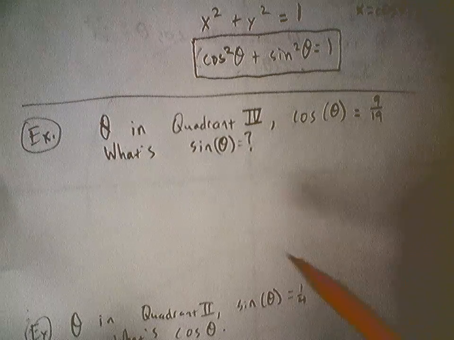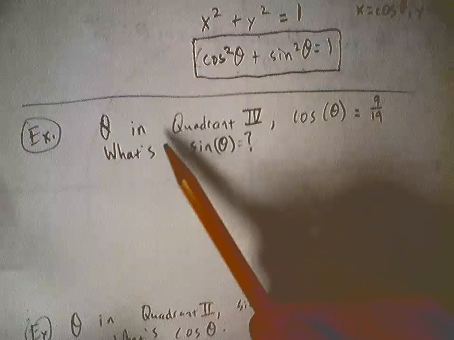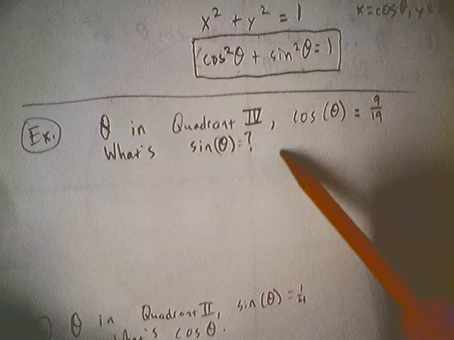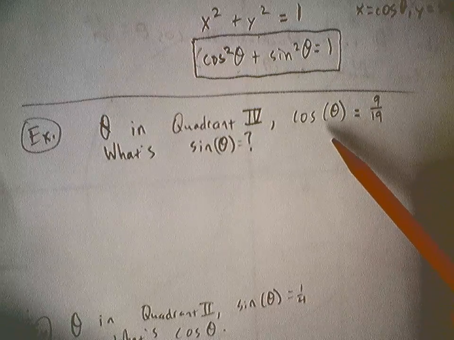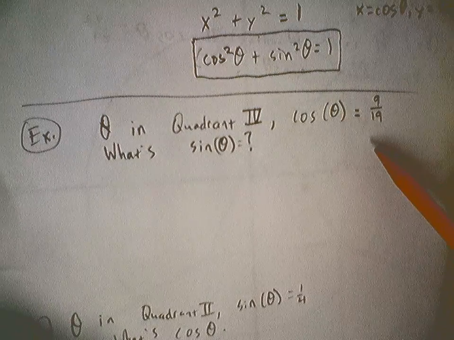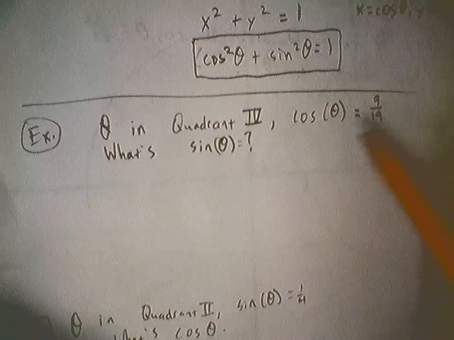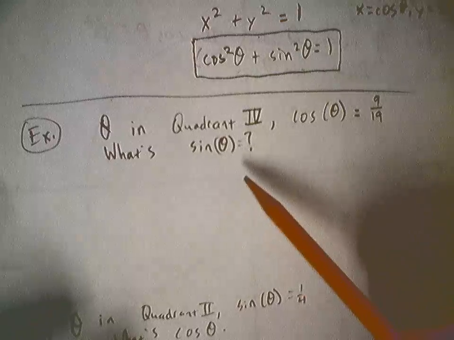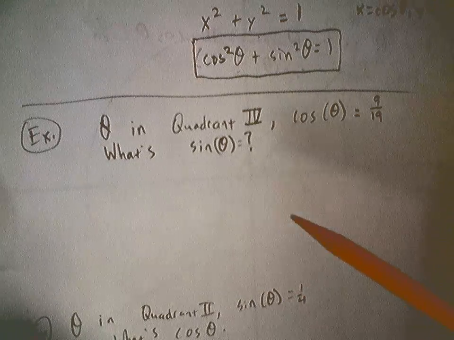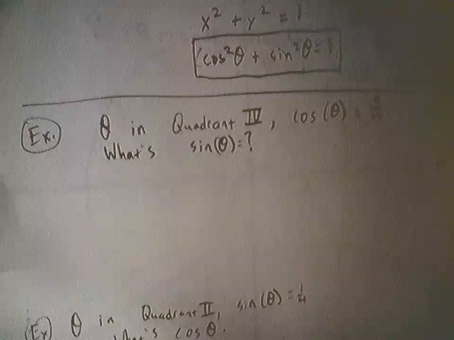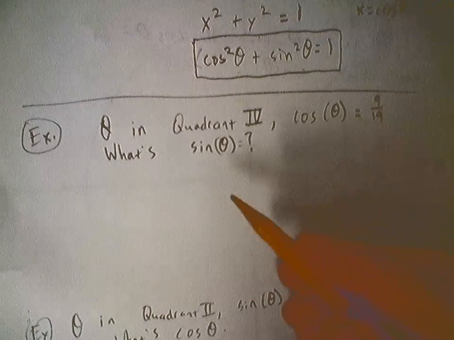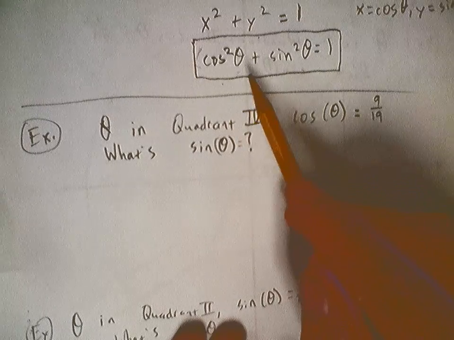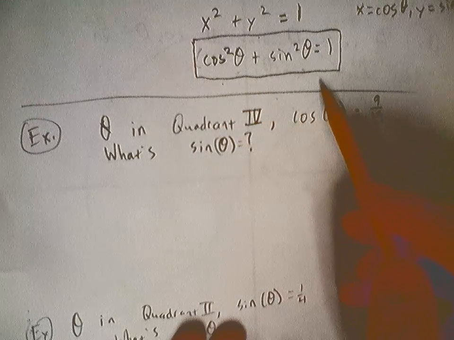So here in this first one, what we're told is our angle theta is in quadrant 4. And what we're told is the cosine of that angle theta is 9 over 19. And the question is, can we use those two pieces of information to figure out exactly what the sine of that angle would be? So to help us do this, we're going to set up the Pythagorean identity. So we've got cosine squared theta plus sine squared of theta equals 1.